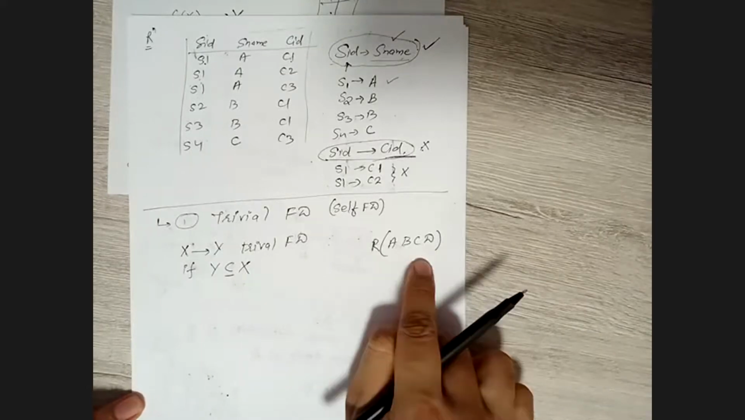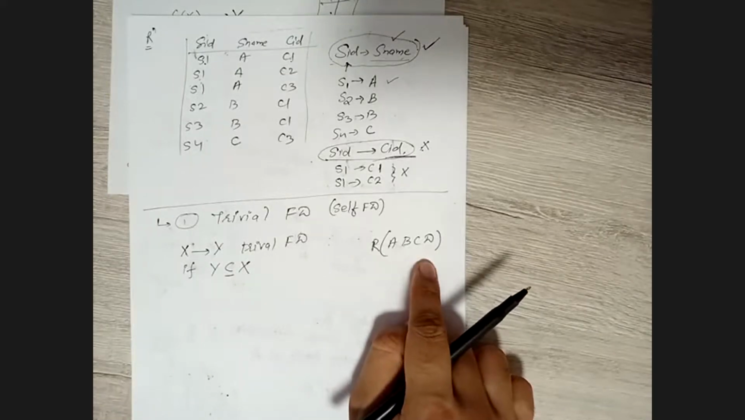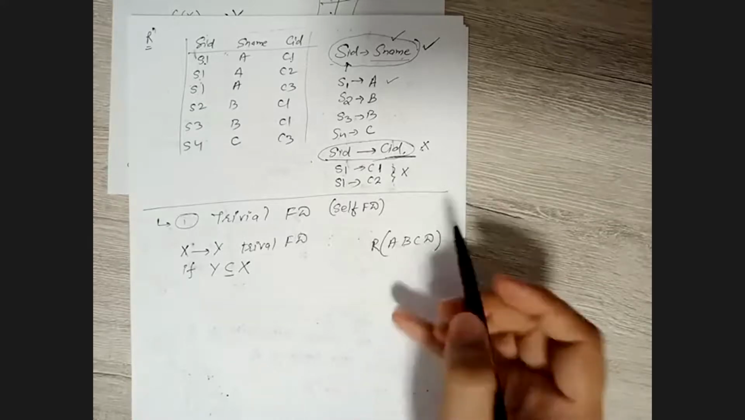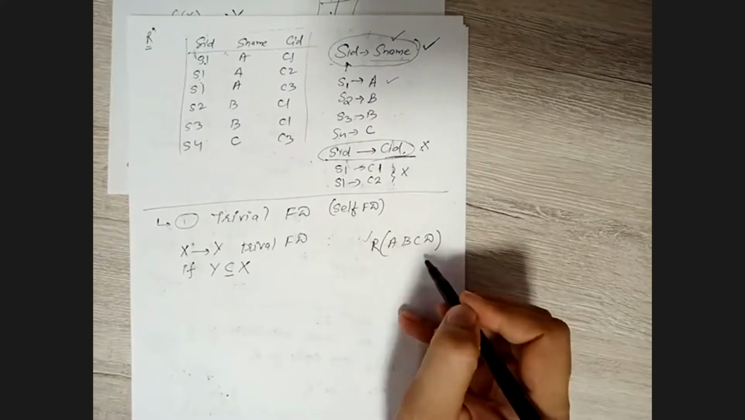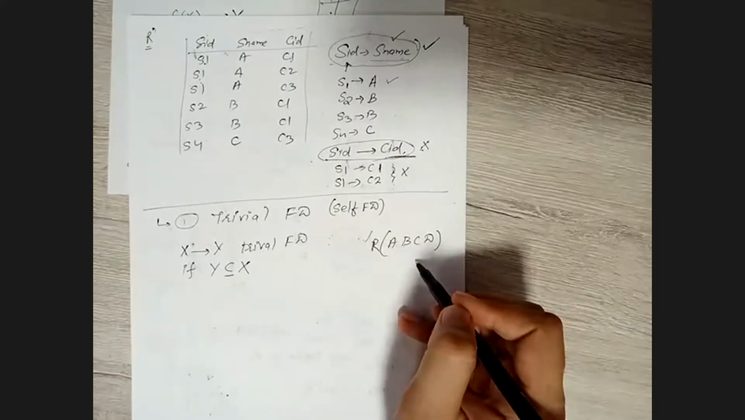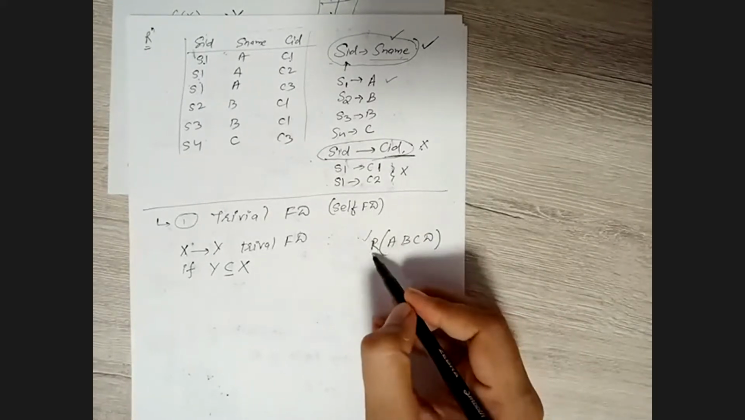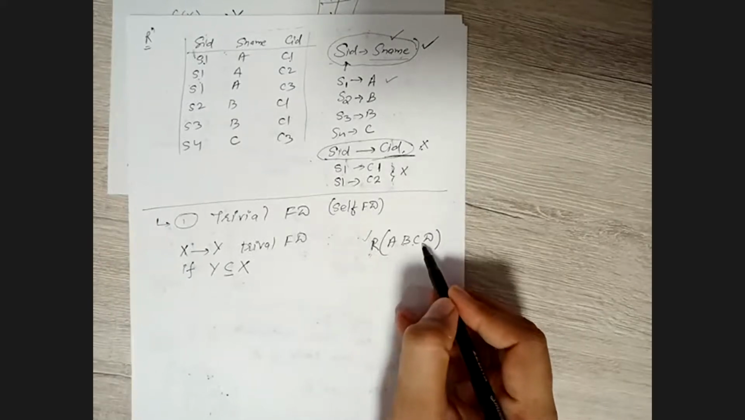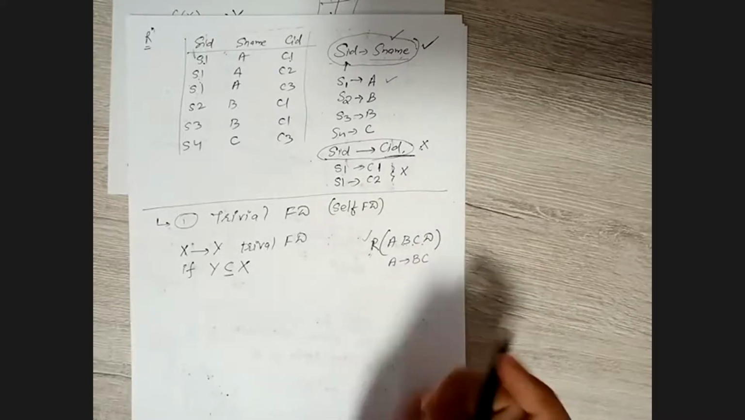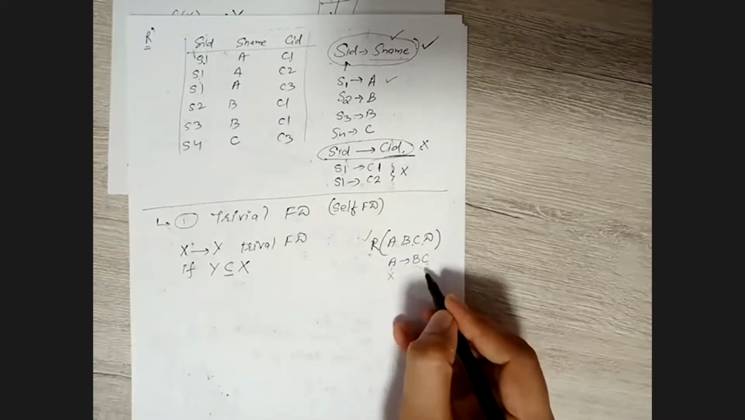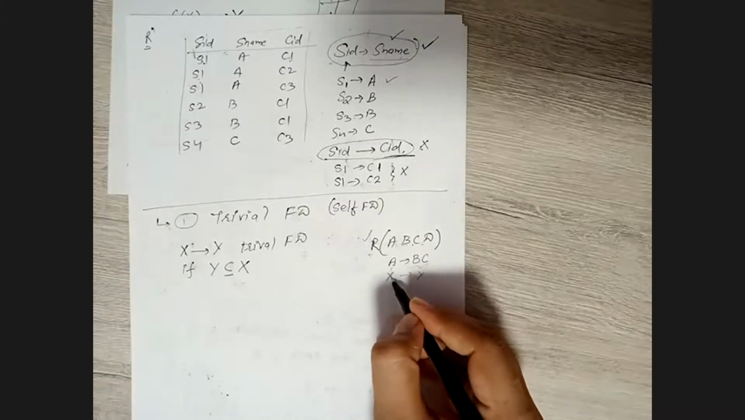We understood the different representations when we were doing the ER model. One of them is this one, which is widely used in normalization. So R is the name of the table, and A, B, C, D are my attributes in the table. If I say A determines BC, this is my X and this is my Y.